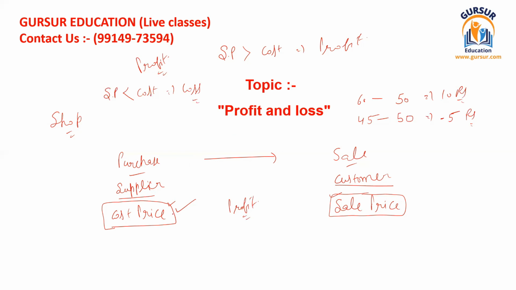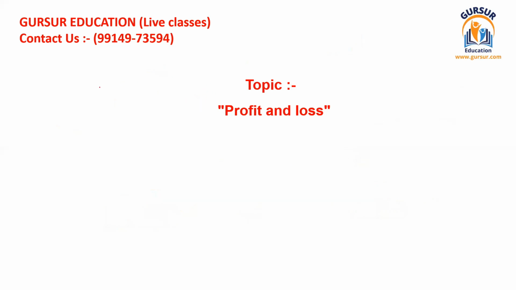After making the addition in the cost price, you offer this to your customer, and this is known as the sale price. The price at which you offer the products to your customer is your sale price. If the sale price is greater than the cost price, this is your profit. If your sale price is lesser than your cost price, this is your loss. And remember, profit and loss percentage is always calculated on the basis of the cost price. This is the thing you have to remember in your mind.